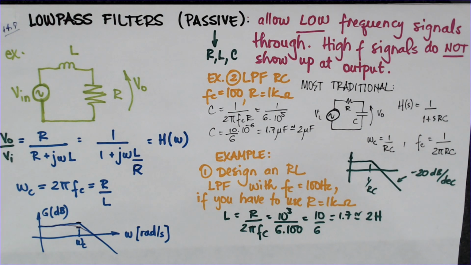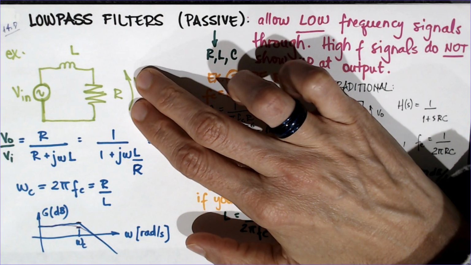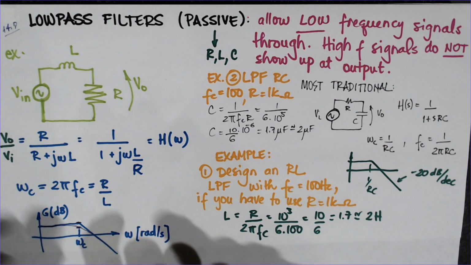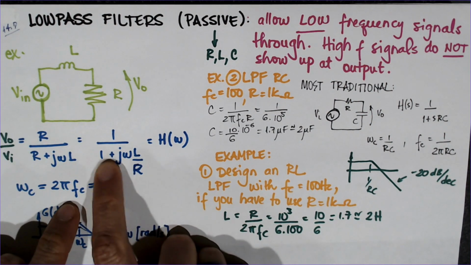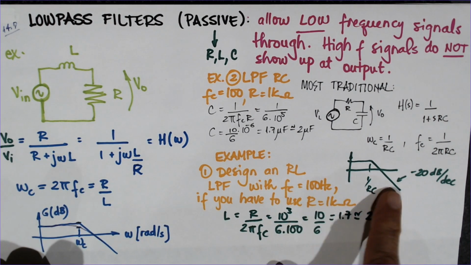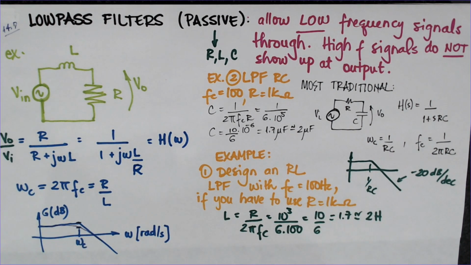And the method is always the same. You get the output voltage over the input voltage, and you notice that there are more poles than zeros. And then the graph, you sort of make the Bode plot following the poles and zeros, like we did in the previous video. 2 videos ago.